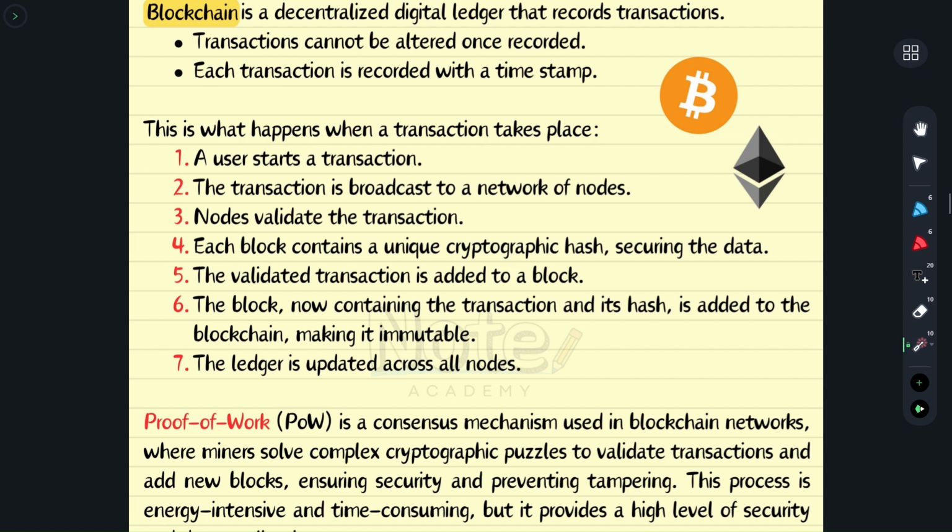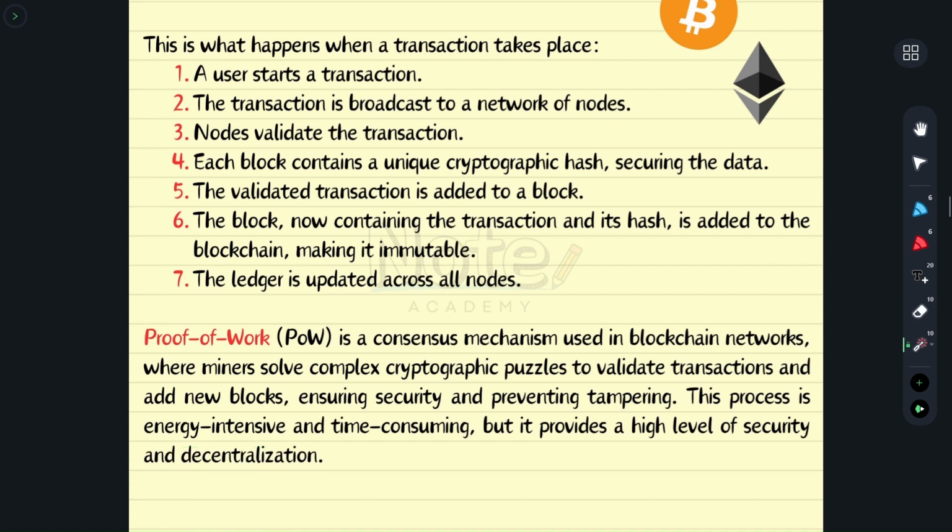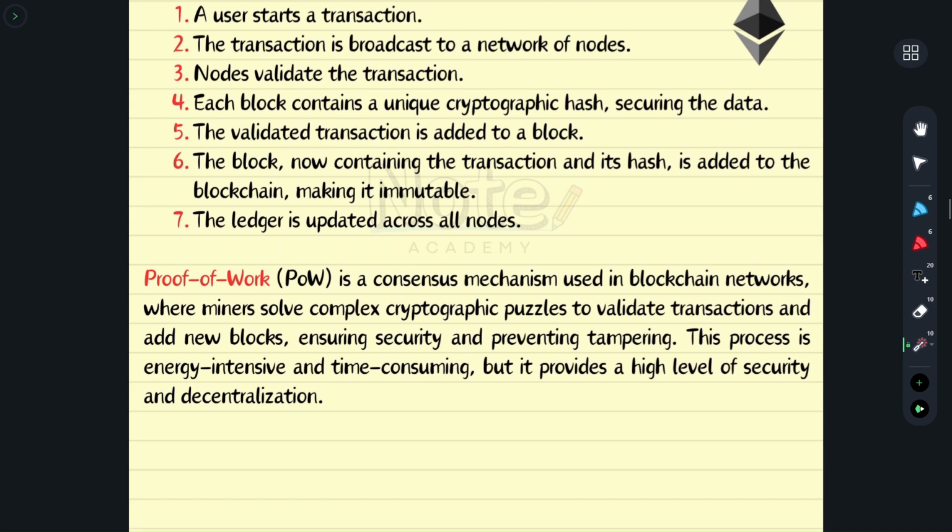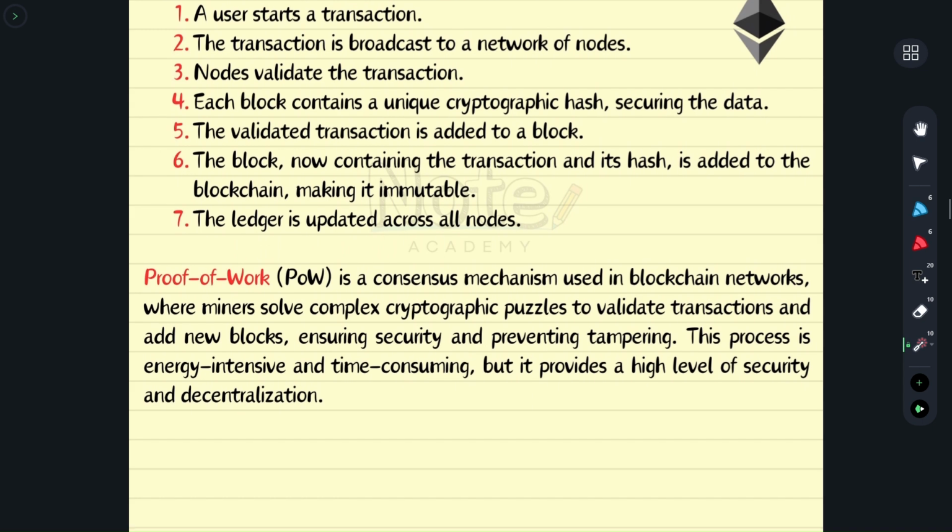Therefore, just like inside a bank, where each transaction is given a specific number, over here as well, when a certain block is added to a blockchain, it will be given a unique cryptographic hash. Then that validated transaction is added to the block, the block is added to the blockchain, and the ledger is updated across all nodes. So this whole thing is based upon the mechanism of proof of work.